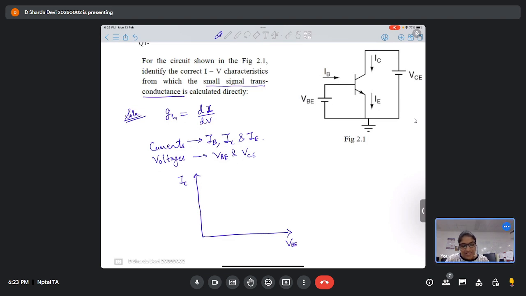No, no. So see, when we want to find transconductance, that is the transfer conductance, right? So it is a conductance between input and output port, right? So where will you find this? So we need to have a graph which specifies the relation between input and output parameter, right? So when we say we'll find it using IC and VBE, that means what type of characteristics is this? This is a transfer characteristics, right?